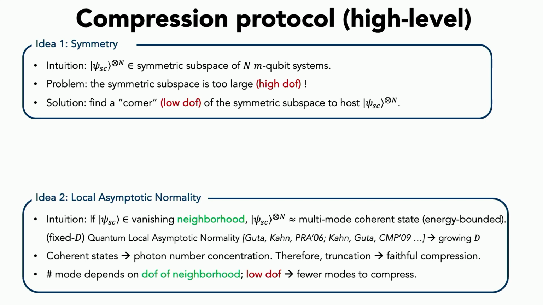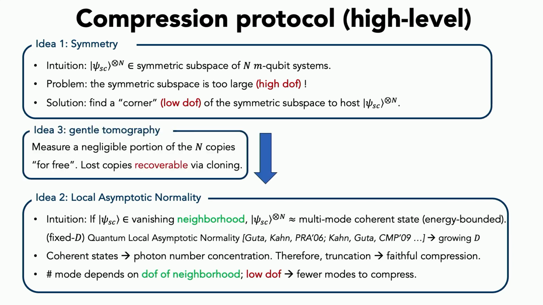So if we have a low degree of freedom neighborhood, then we have a very efficient compression. Okay? So the gap between these two can be bridged in the following way. The first is like a third idea, we shall call an idea of gentle tomography. So this is actually a tip for you, no matter what kind of information processing you're doing.